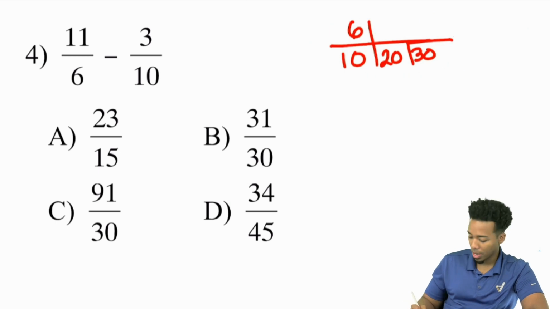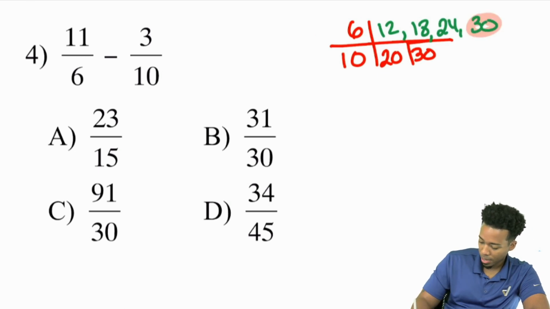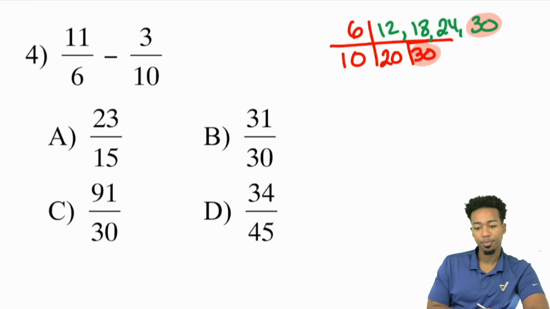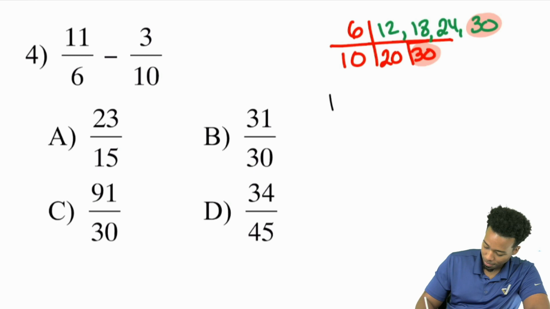The slower way would be to just list everything out. 6, 12, 18, 24, and then eventually you'll see 30. Eventually you'll see the 30 right there. But again, they can both go into 30. And so what I'm going to do is I'm going to write them out again.